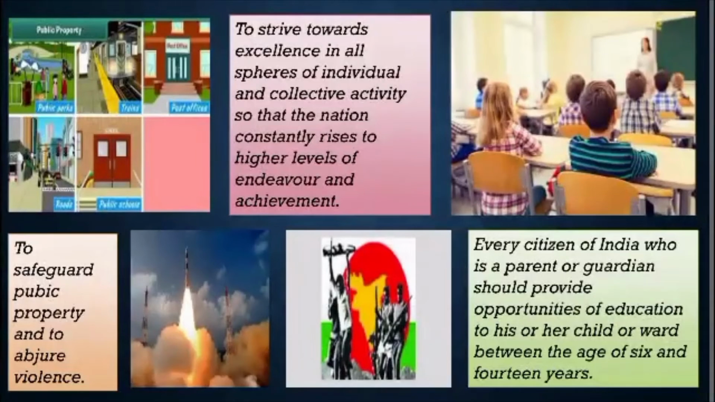To safeguard public property and to abjure violence. That means if any public actions are taking place, whatever the individual reaction is, people should not harm public properties. So that should not be done. Violence should not be there in society. We need to follow the three principles given by our great leader Mahatma Gandhi ji. That is truth, non-violence, and peace in society.